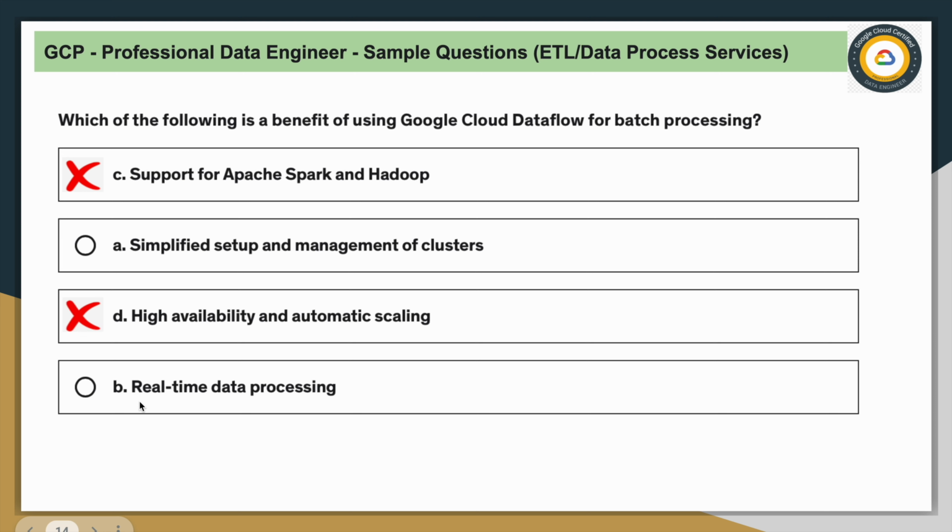The fourth option is real-time data processing. This is true in case of Dataflow, but they are specifically asking for batch processing. So in that case, you can ignore this option. So the correct option is simplified setup and management of clusters. This is the correct option. Now we'll move on to the next question.